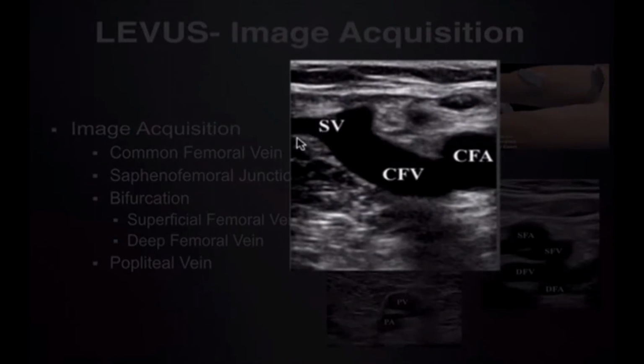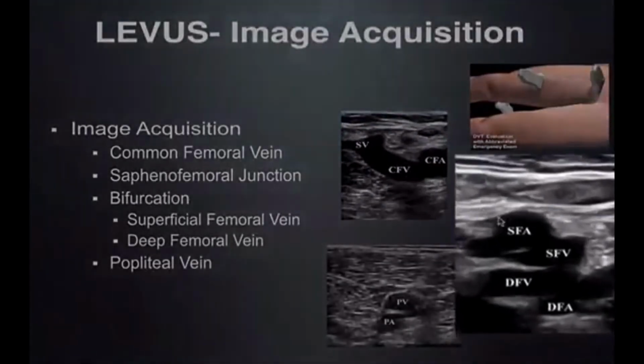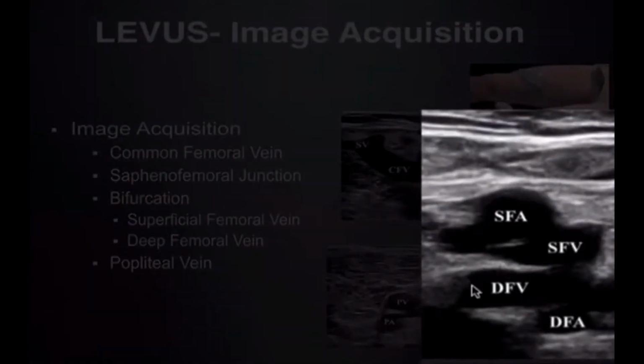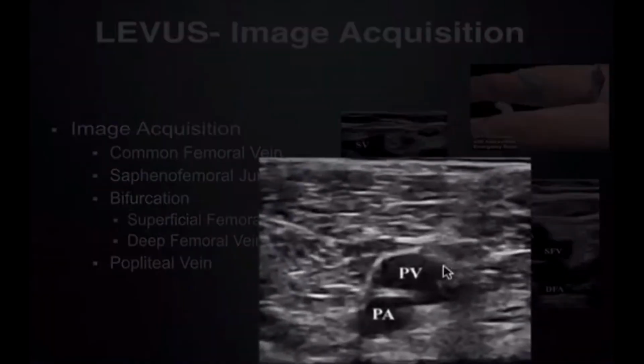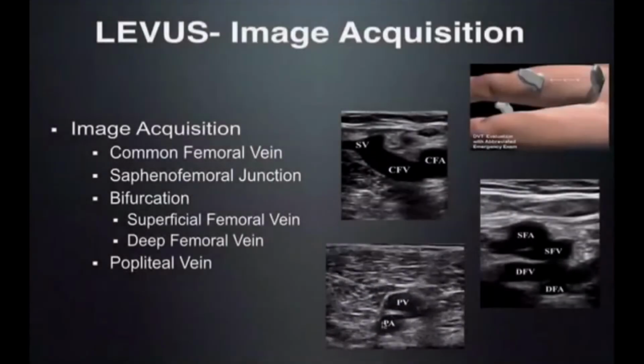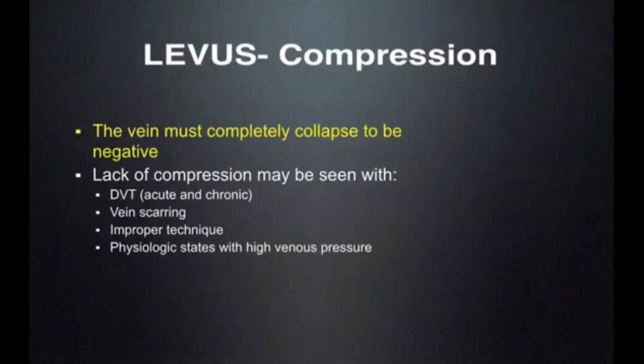And this is what you're going to be seeing, the saphenous vein bifurcating off the common femoral. The next view you're looking for is the bifurcation of the deep femoral vein and the superficial femoral vein. And lastly, you're going to be looking for the popliteal vein. Remember I said it sits right above the popliteal artery, so that's a good landmark to use. Now again, the vein must completely collapse to be negative. If the vein does not collapse, then you have concern for DVT, vein scarring, improper technique, or a physiological state with high venous pressure.